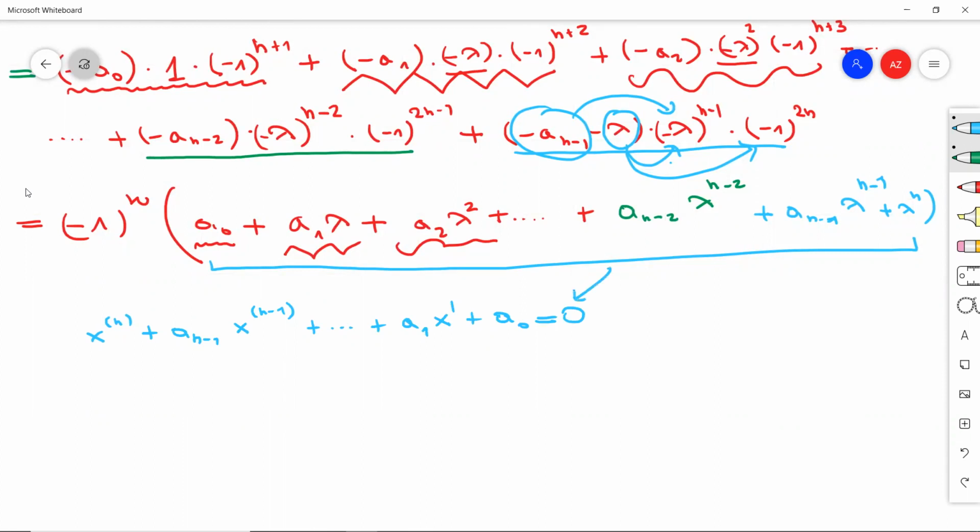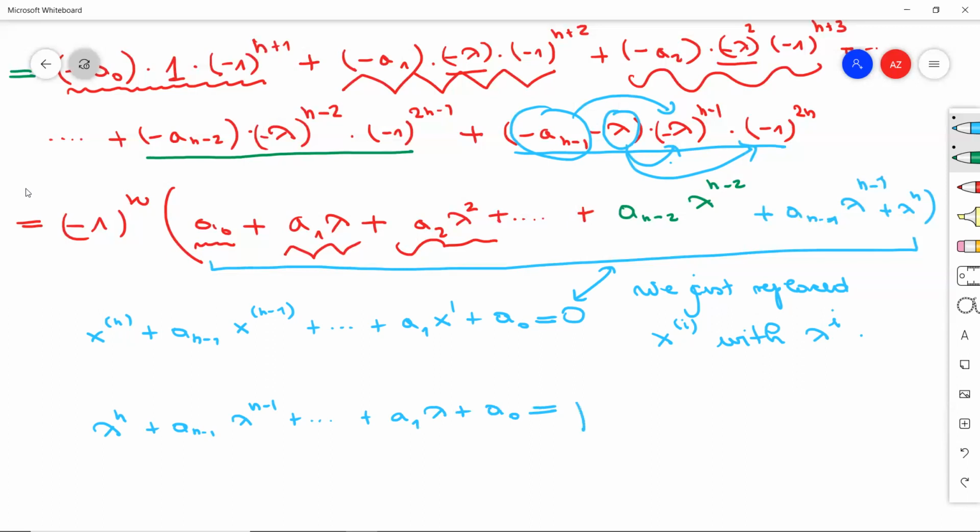So we just replaced the i-th derivative of x with lambda to the i. And this is what we call the characteristic polynomial. So lambda to n plus a n minus 1 lambda to n minus 1 plus so on, plus a1 lambda plus a0. This is the characteristic polynomial of a differential equation.